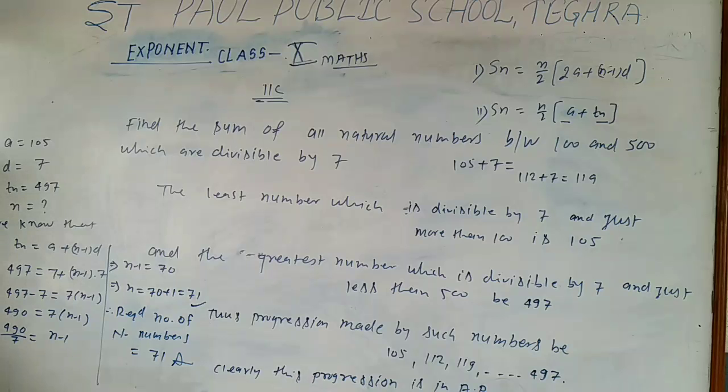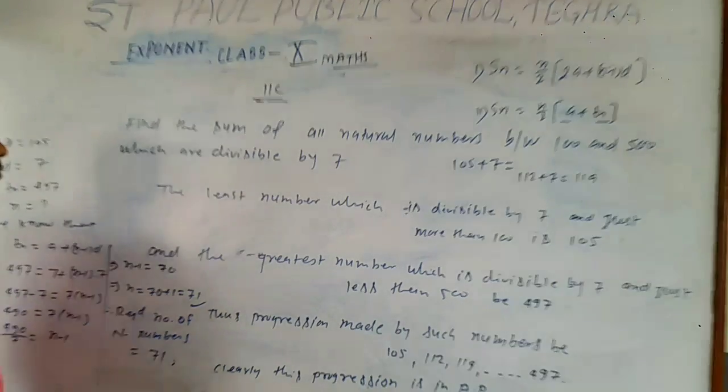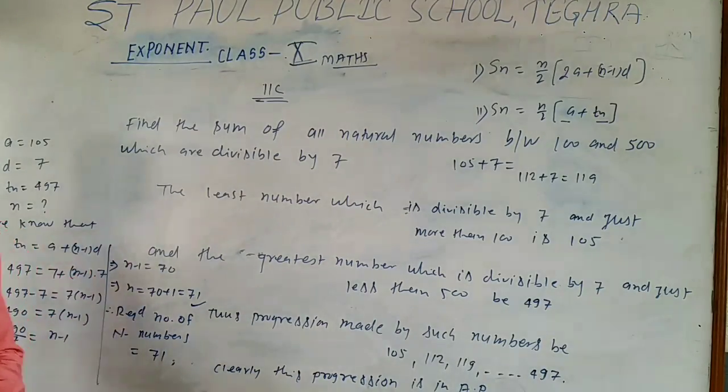What is the further question? We take it from the exercise. In the question section, the question will be: find the sum of the natural numbers between 100 and 500 divisible by 7. We have to find the sum of the natural numbers, so this is not your answer. We have to find the sum.